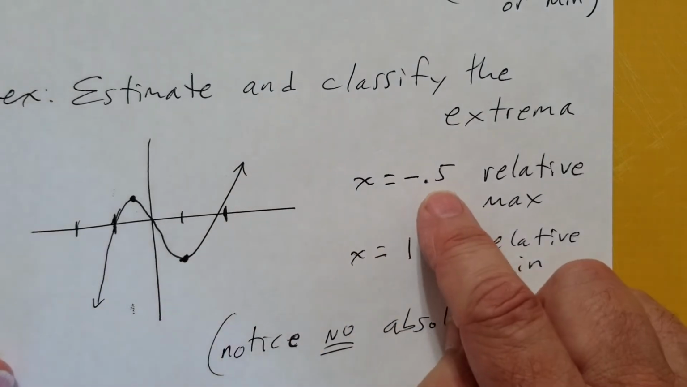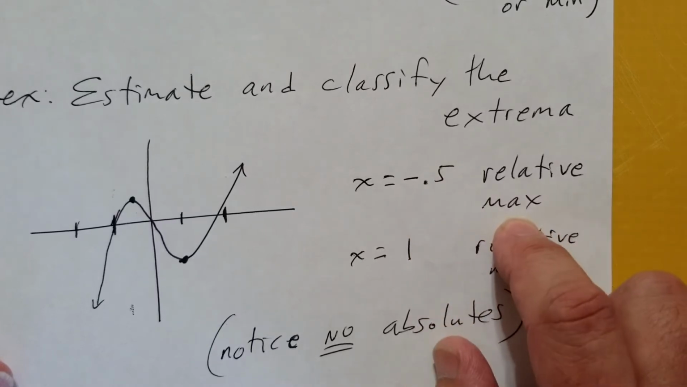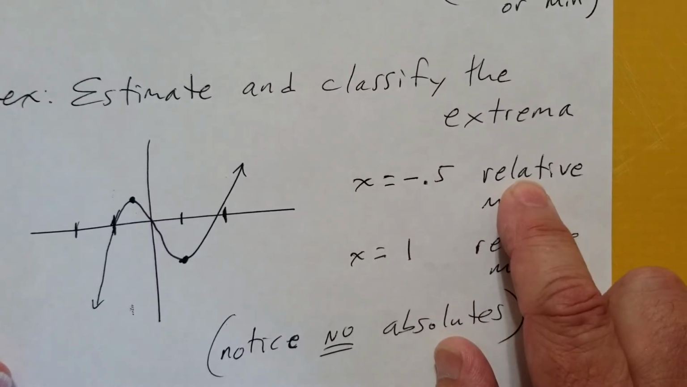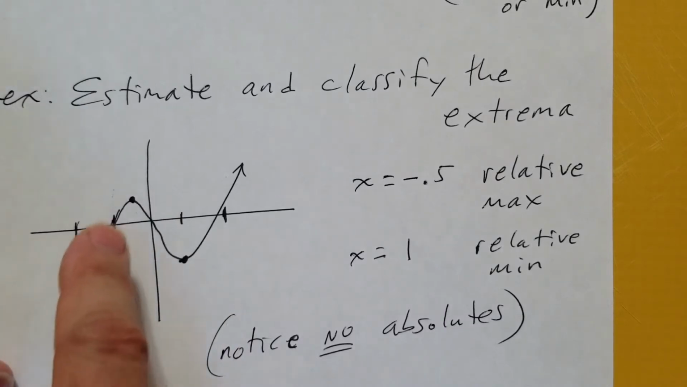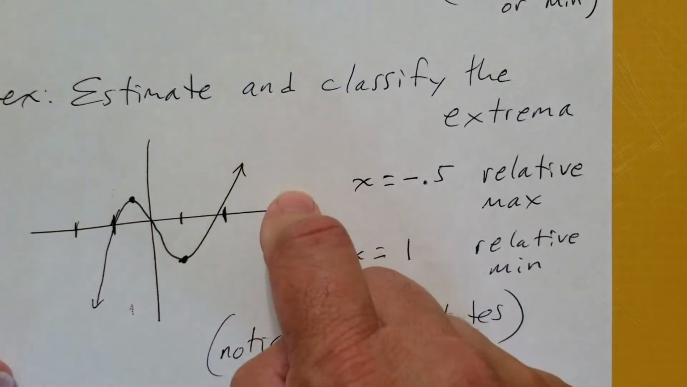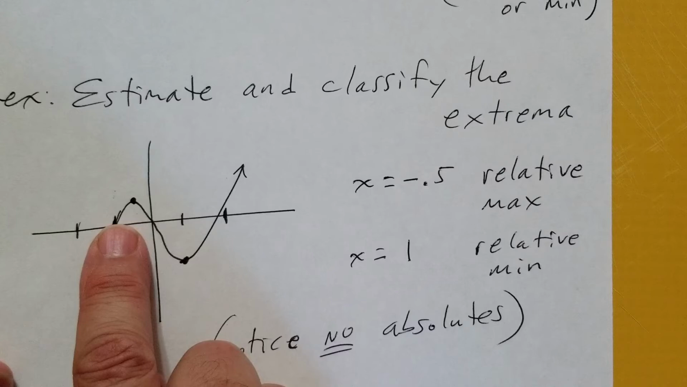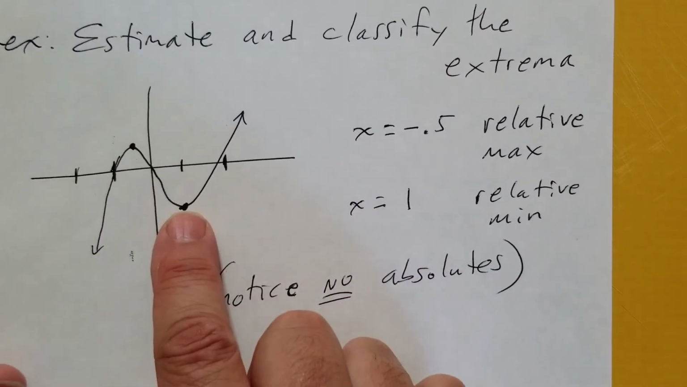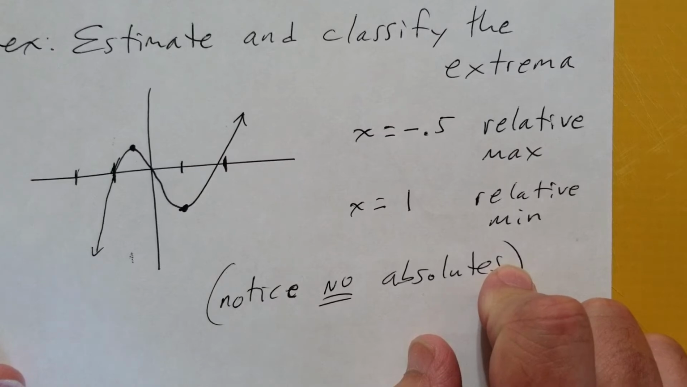So I say x equals -0.5 is a maximum, but relative maximum, right? Because we don't know what's happening further on. We're not sure that this is the absolute maximum. Maybe there's another maximum coming up here. But this is definitely a maximum, relative maximum. At x equals 1, we call that relative minimum, right?